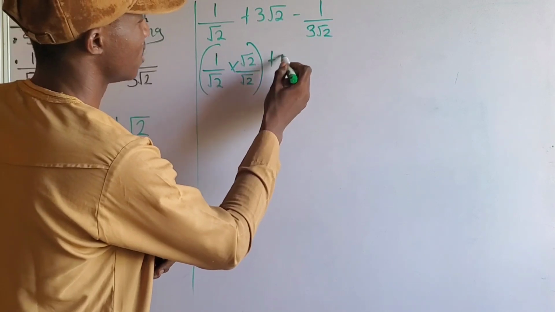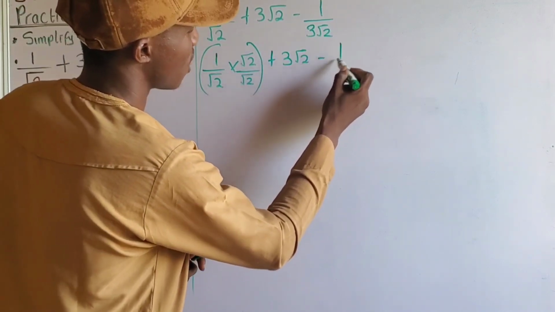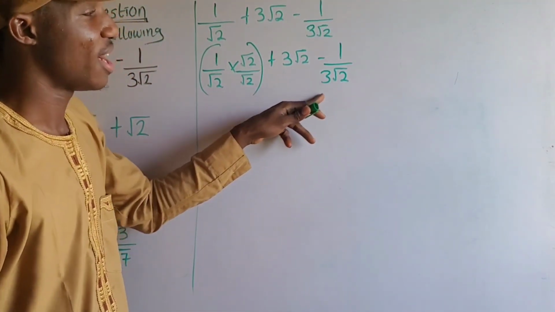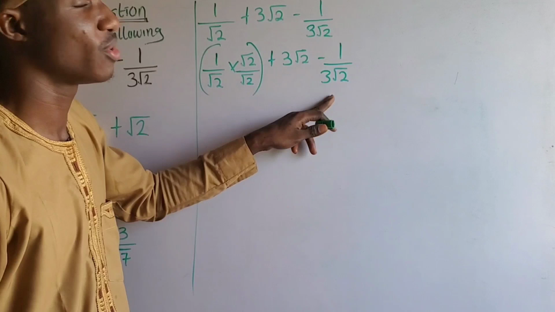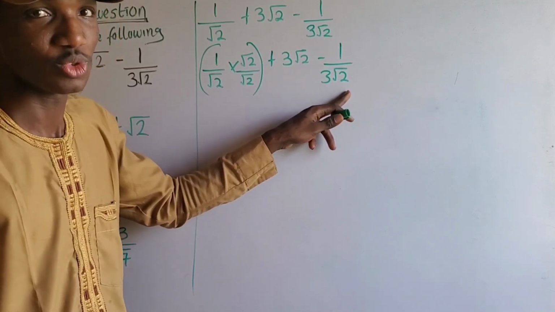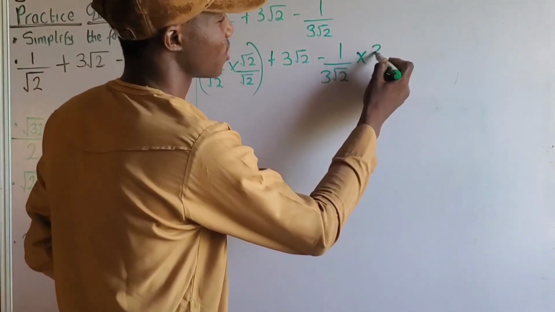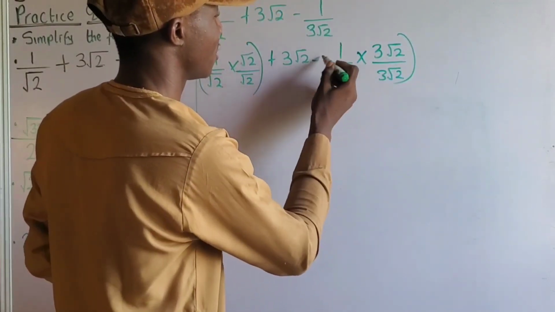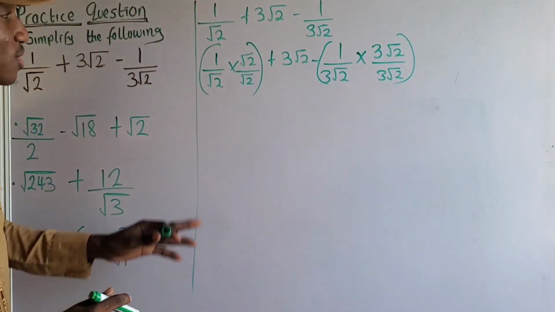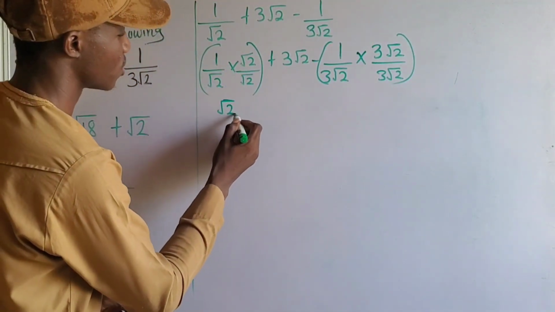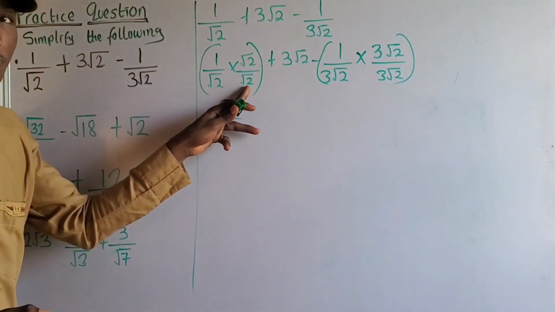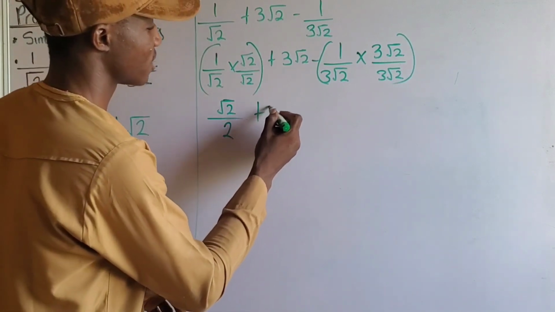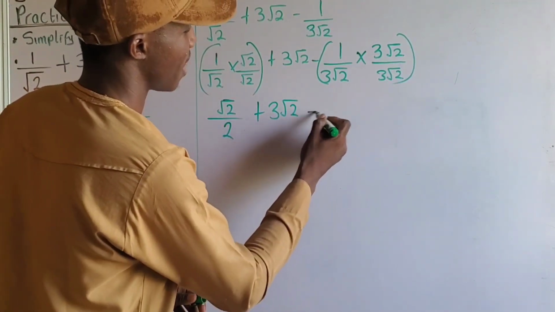Now let's proceed. Plus 3 root 2 minus 1 over 3 root 2. Because I have an irrational part at the denominator, I'm going to multiply both the numerator and the denominator by 3 root 2. So I'm going to multiply by 3 root 2 all over 3 root 2. Having gotten to this point, let us simplify. Root 2 times 1 is root 2, all over root 2 times root 2, which is root 4, right? The square root of 4 is 2. So I'm going to have root 2 over 2 plus 3 root 2 minus, now let's proceed.